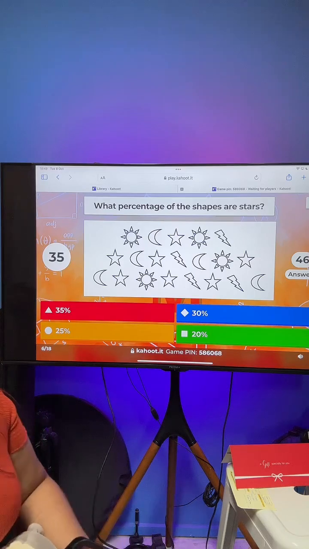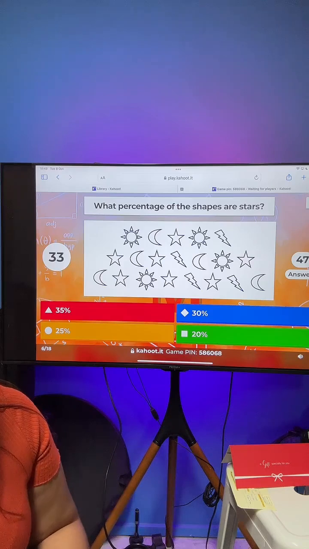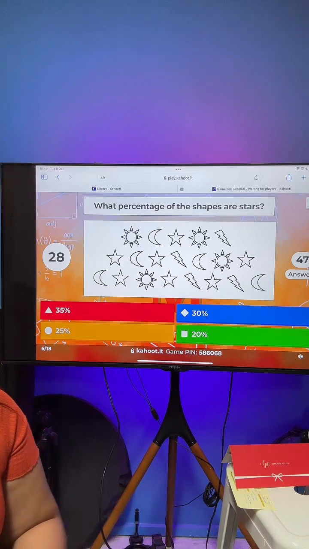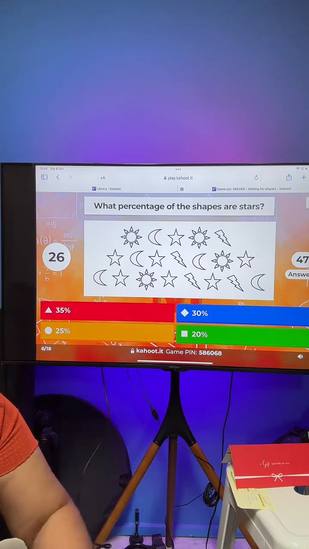Okay, friends, for those of you who are struggling with percentage, I give you a hint, yeah? Percent means out of 100. Okay, that's the hint for you. Percent means out of 100.